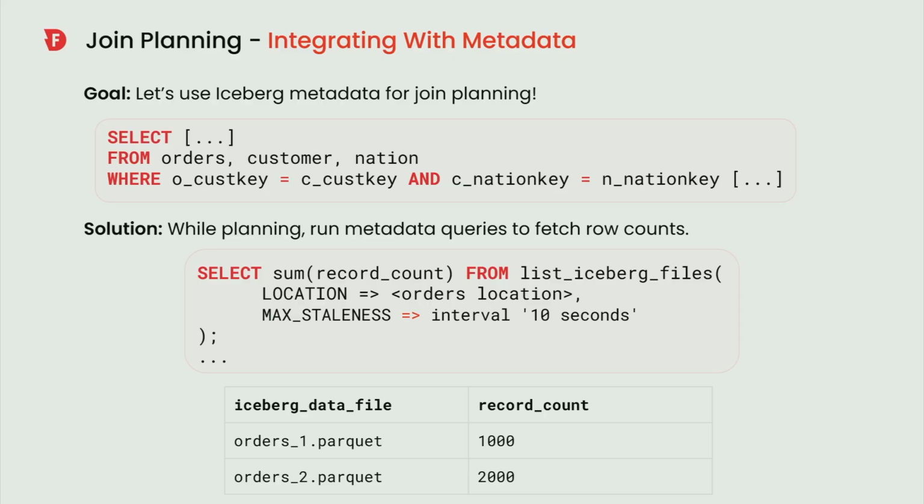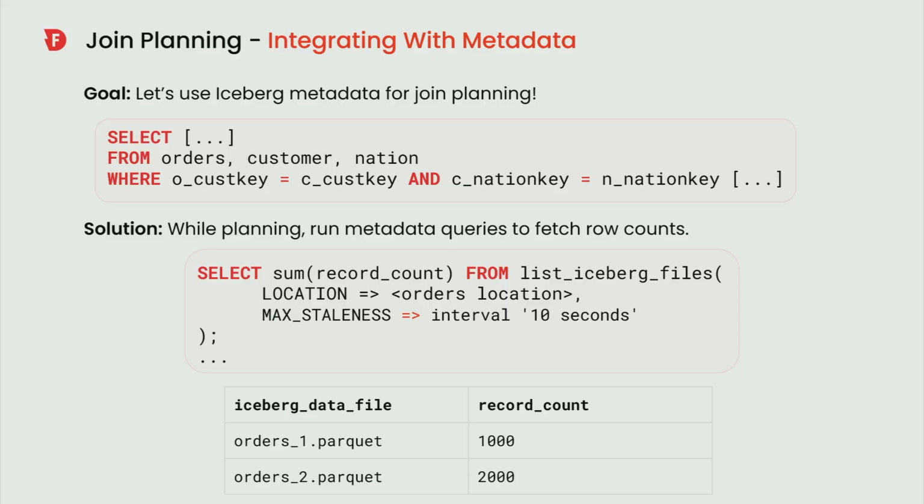And the way this works within the query engine is that we actually run a SQL query itself to retrieve metadata for our Iceberg table. What I will do is I will list the Iceberg files for my orders table, for example, use the same staleness that the user specified within their SQL query, and then for each, I'll get one row within this list Iceberg files function that we built into Firebolt for every Parquet file that's in my Iceberg table. And I get the record count. If I now do an empty group by and just take the sum of record counts, I'll suddenly get the number of rows within my orders table.